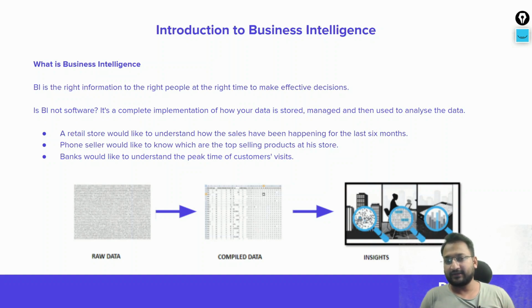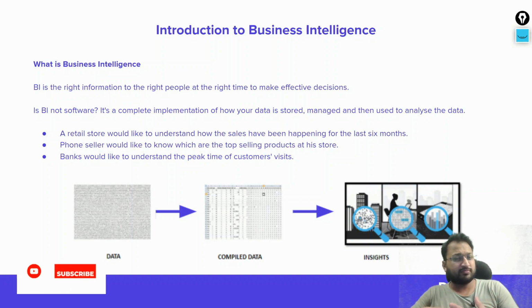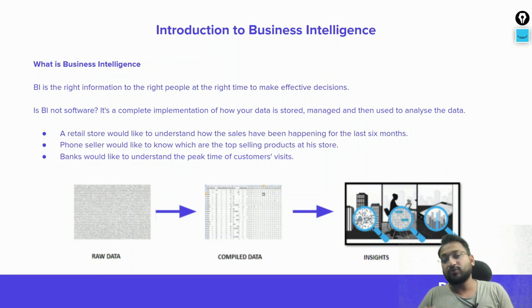A phone seller would like to know which are the top selling products that he has at his store. So if he sees that brand A, brand B are the top selling phones, probably he will try to make some strategies around it to sell other brands also more, or maybe how to take those sales at a much higher pace.